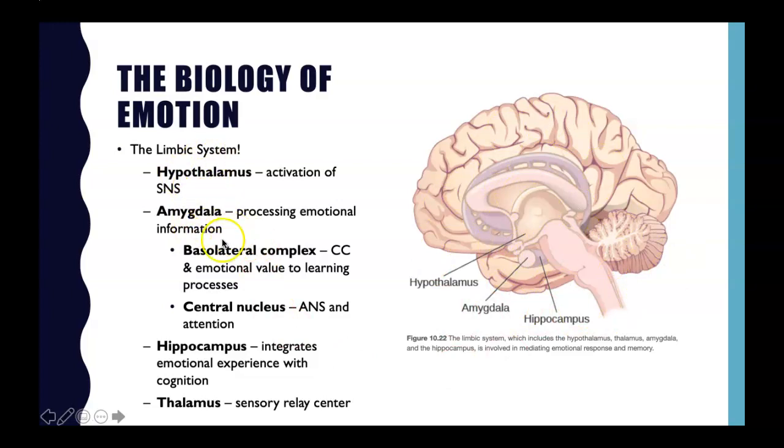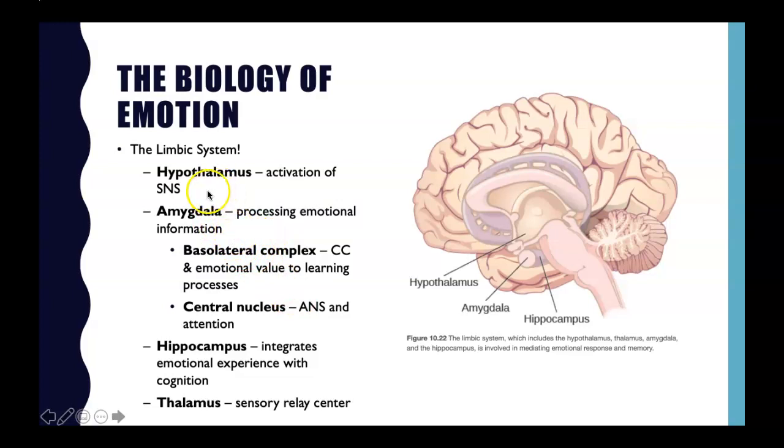We talked previously of the amygdala kind of creating emotional information, specifically like links in classical conditioning, right? We apply the value to learning processes. Well, specifically, that's going to be the basolateral complex located within the amygdala. And the central nucleus, again, a subsection of the amygdala, is going to deal with the autonomic nervous system and attention. So all of these factors are going into the amygdala and how we process emotional information.